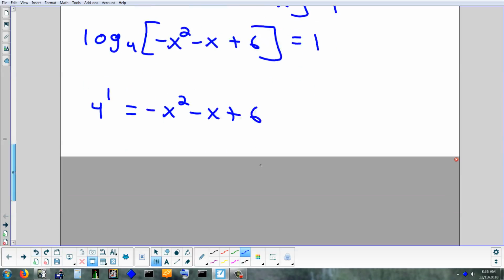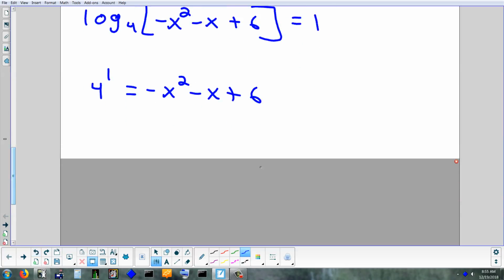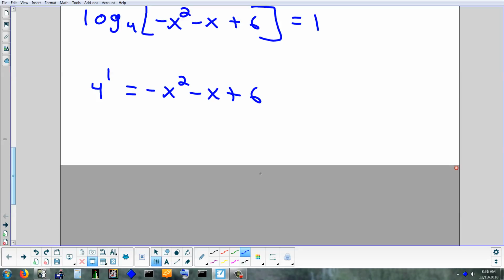A couple things I would simplify though. What does 4 to the first power simplify to? 4. And then when you're solving a quadratic, we don't usually like it equal to 4. What do you always want to get a quadratic equal to when you want to solve it? 0. So we want to move that 4. Well, you can do it either way. I'm going to move everything to the left side. Let's just do it that way. And if you're like, why don't you just move the 4 to the right? I'll show you why in a second.